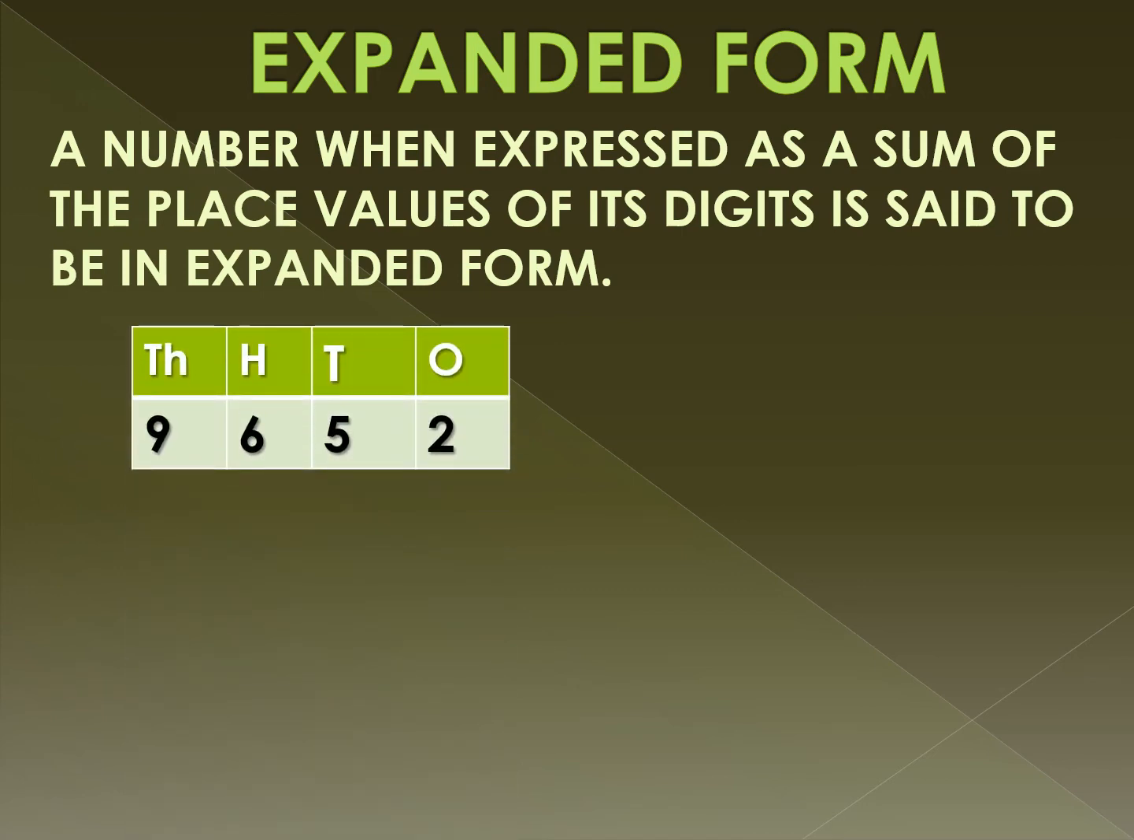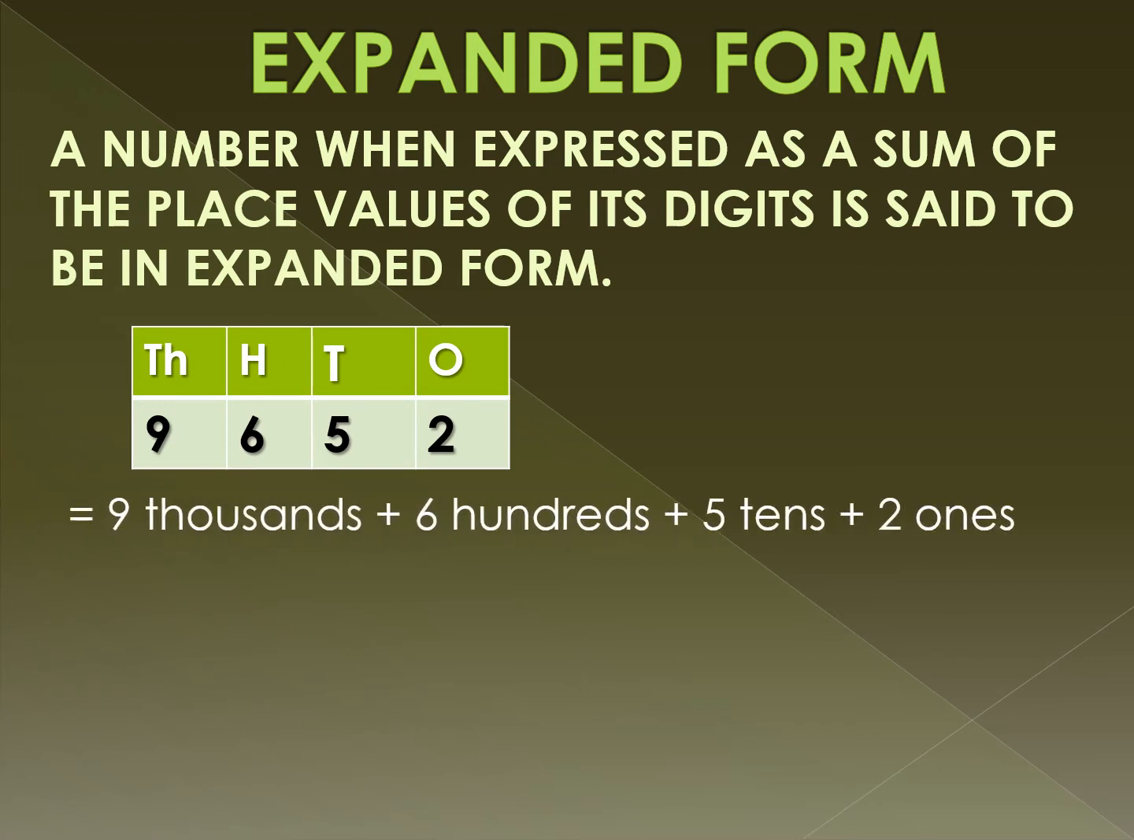Let's say we have the number 9,652. Let's write this in expanded form. So this can be written as 9 thousands plus 6 hundreds plus 5 tens plus 2 ones. And we simplify it even further and we write it as 9,000 plus 600 plus 50 plus 2, just in numbers. So this is the expanded form of this number.